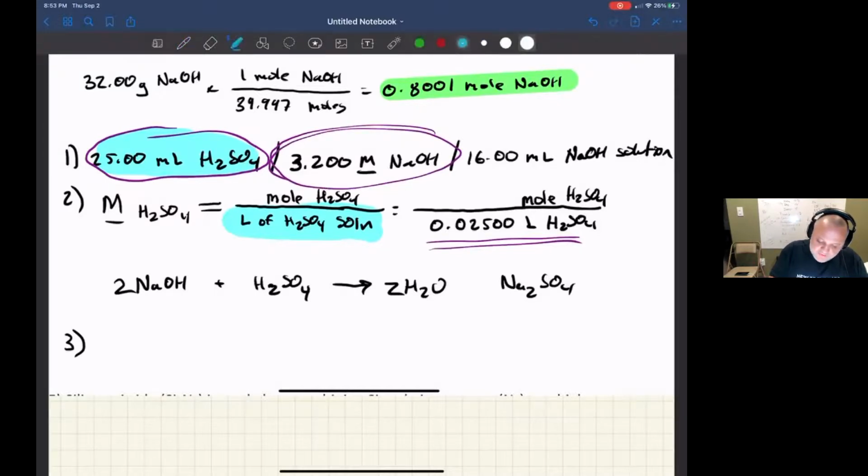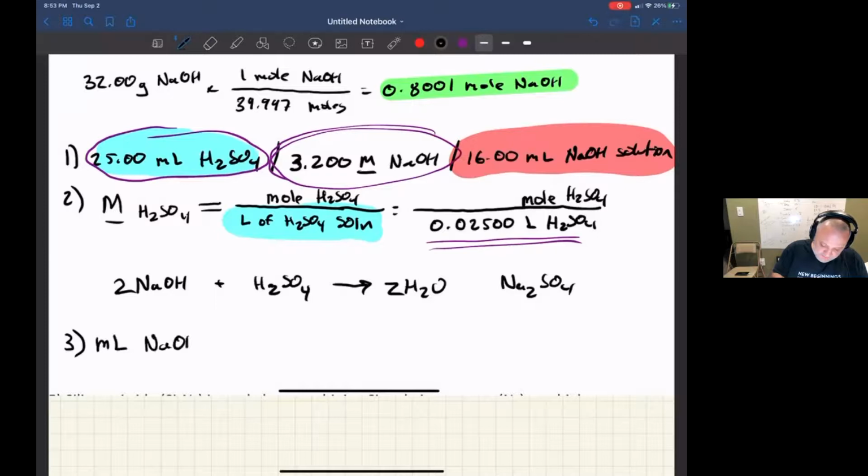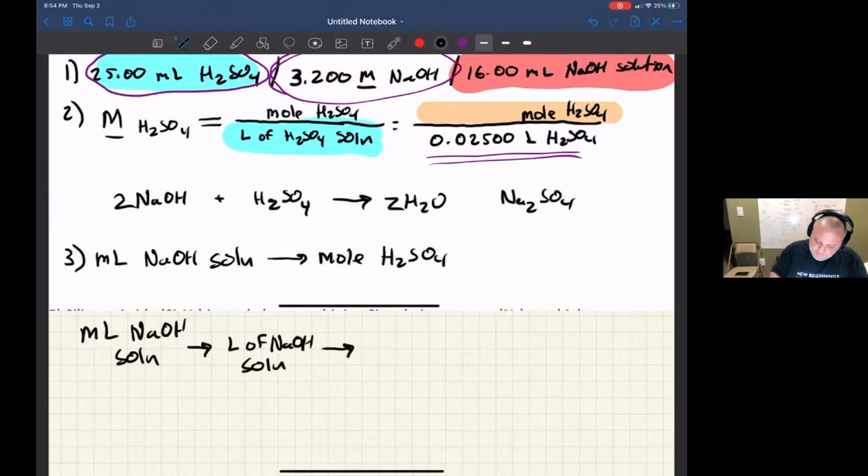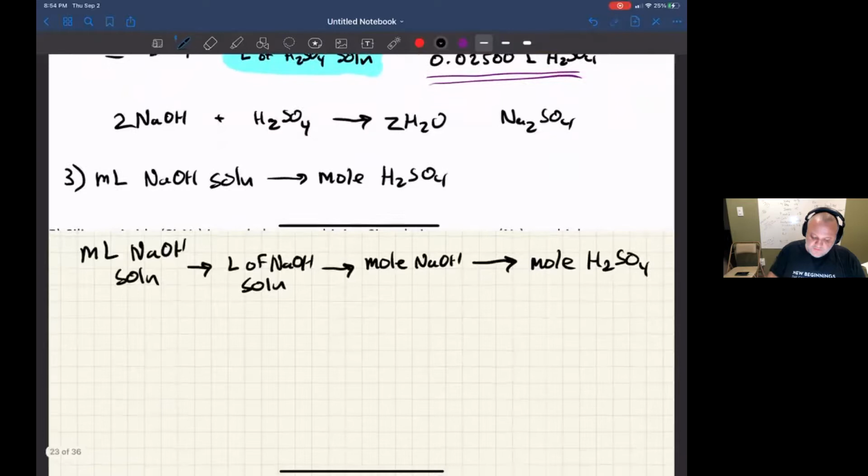That leaves me with the 16 milliliters of sodium hydroxide solution, and that's where I'm going to start. I'm going to start with milliliters of sodium hydroxide solution, and I'm going to ultimately calculate the thing that I need, which is the number of moles of H2SO4. So I'm going to go from milliliters of sodium hydroxide solution. I need to convert that to liters of solution. Then I can use the molarity to convert that to moles of sodium hydroxide. And then once I have moles of sodium hydroxide, I can use the balanced chemical equation to convert that to moles of H2SO4. And so that's my full plan.